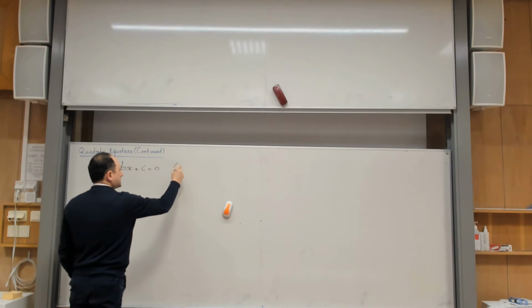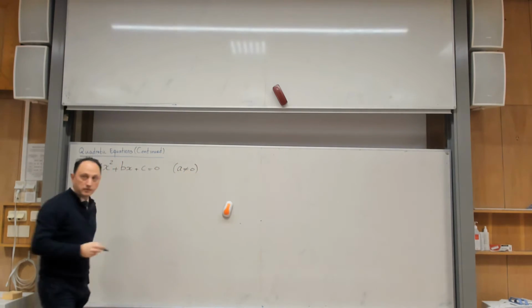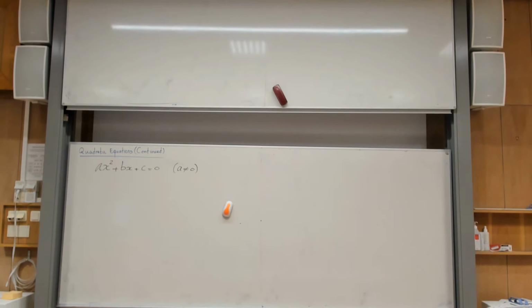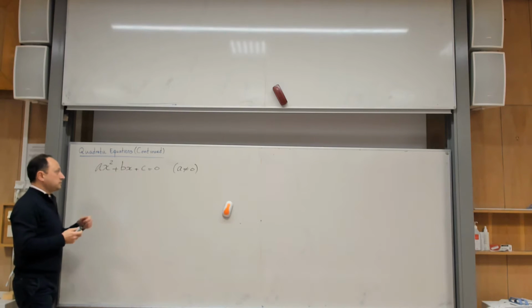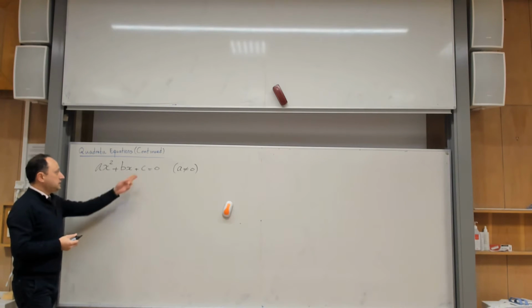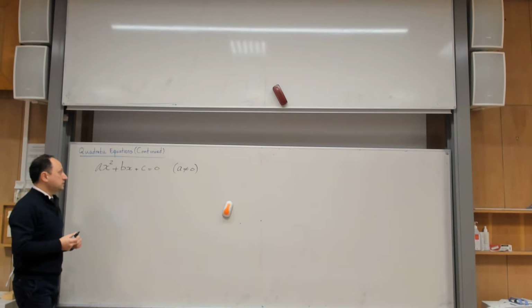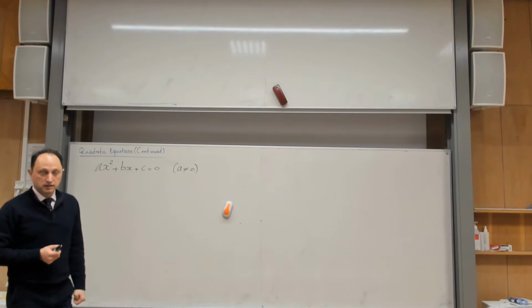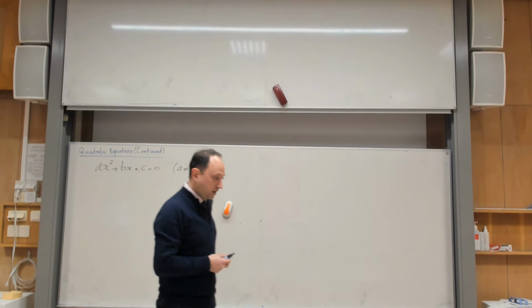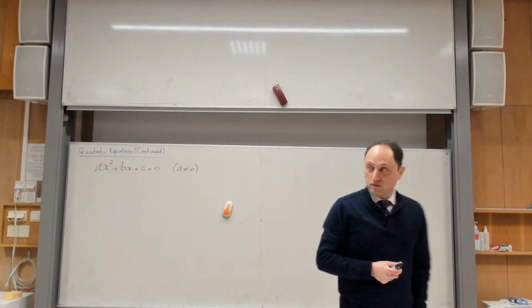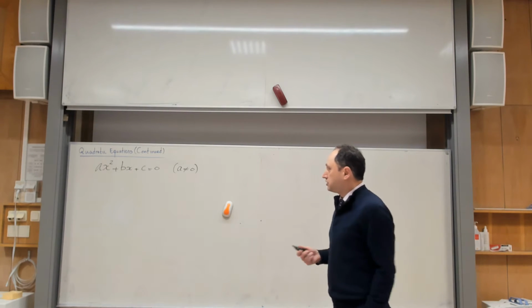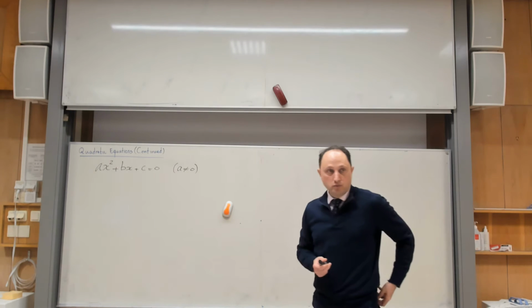Systematically, of course, A is considered not to be zero because I want to keep it quadratic. And we learned how we can solve this problem if C is zero. How can we solve the problem if B is zero? How can we solve the problem if B is not zero, C is not zero, but A is equal to 1 using factorization? We also learned how to solve them in general using the ABC formula.